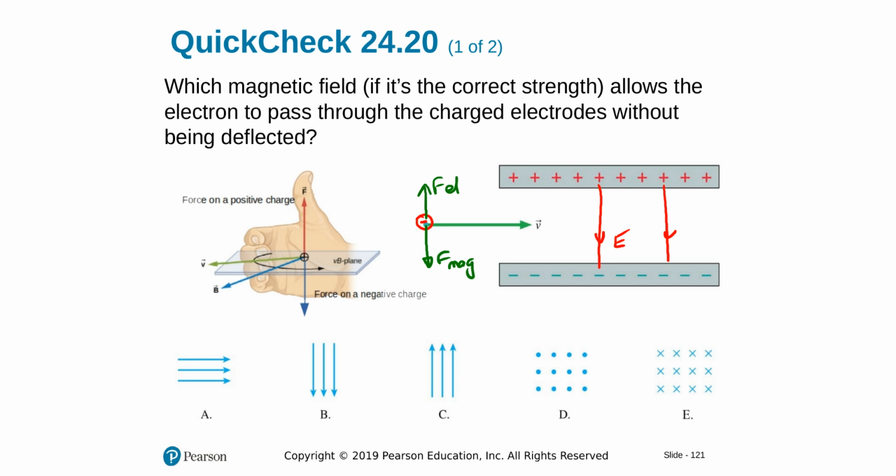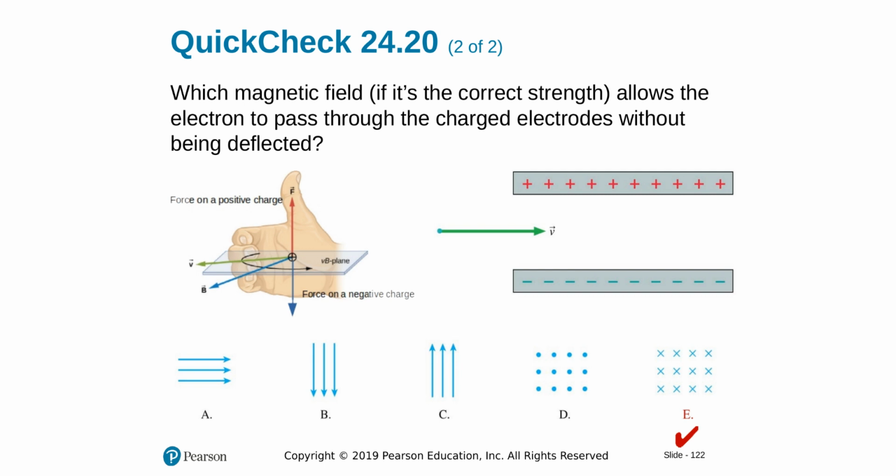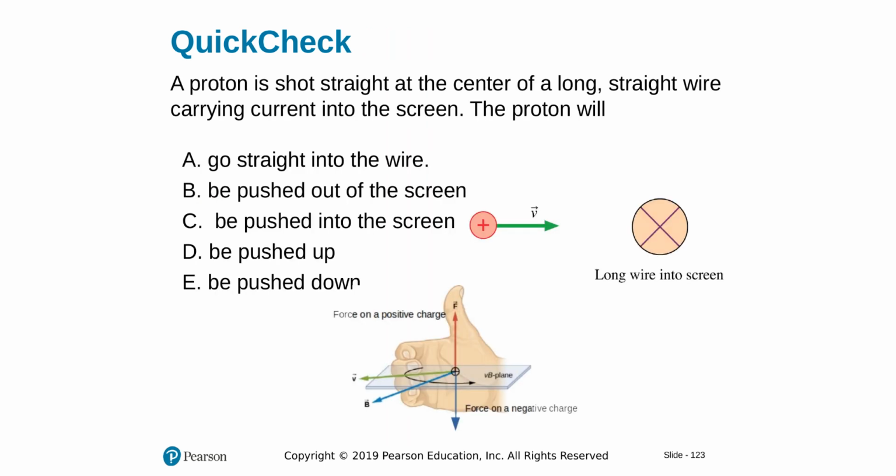Apply right hand rule, but keep in mind you have a negative charge to find the answer. It should be this answer. Convince yourself this is the right answer. Come and talk to me if you need to. A proton is shot straight at the center of a long straight wire carrying current into the screen. Which direction will the proton go?